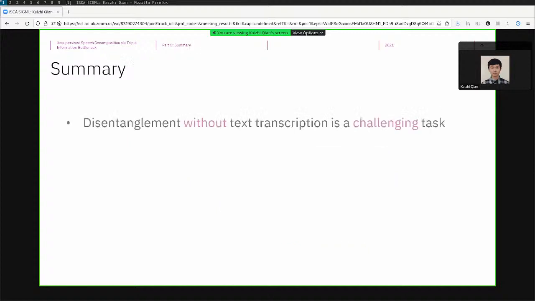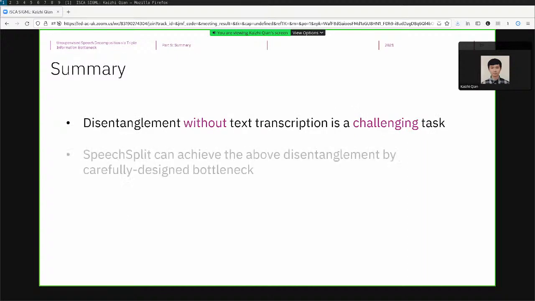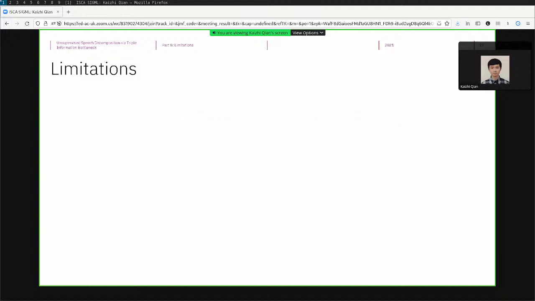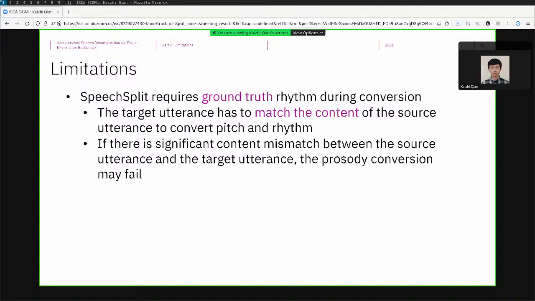In summary, speech disentanglement has been challenging without text transcriptions. However, with a set of carefully designed bottlenecks, SpeechSplit can achieve unsupervised speech decomposition and, therefore, can perform aspect-specific conversions. SpeechSplit has made a sizable step towards disentangling rhythm in an unsupervised manner, but it requires ground truth rhythm from the target speaker in order to do the conversion.